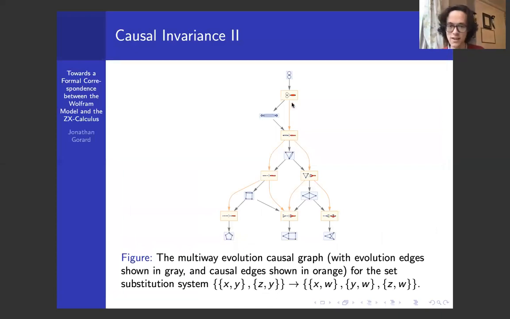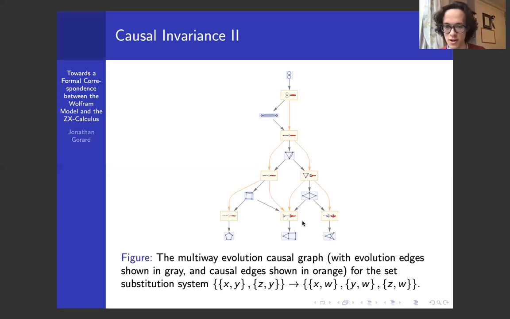So here's an example of a multi-way system that's trivially causal invariant. You can see there are four different paths through this graph that you could in principle trace. Each of these blue vertices is denoting a state of the hypergraph. Each yellow vertex is specifying a rewriting event. The gray edges are showing you how the states evolve from one state to the next. The orange edges are showing you the causal dependency between the rewriting events. And you can see that for each of the four possible paths you could trace through the system, the causal network you get is always the same. In fact, in this case, it's trivial.